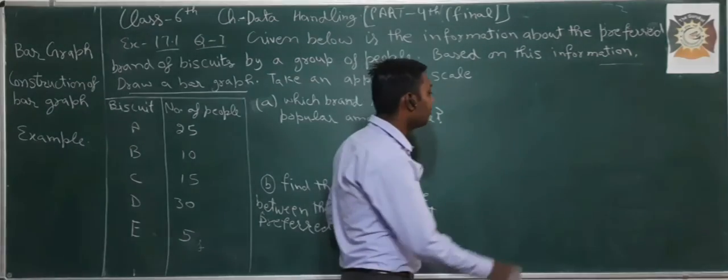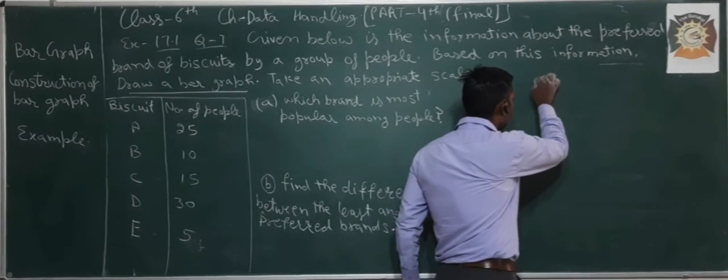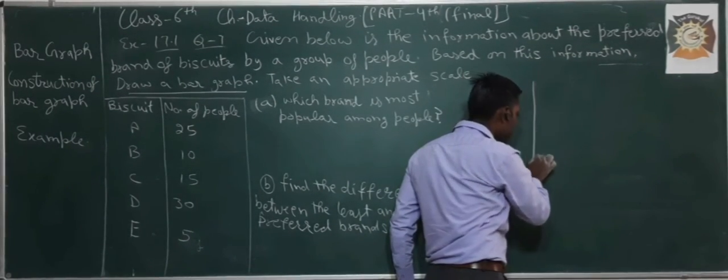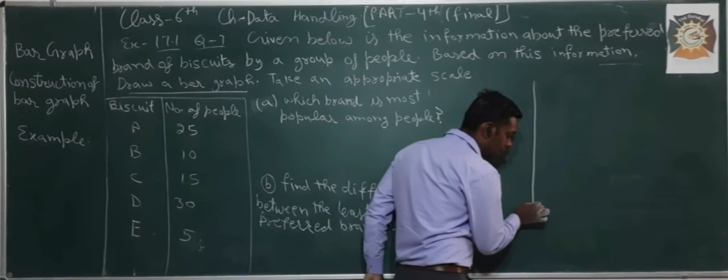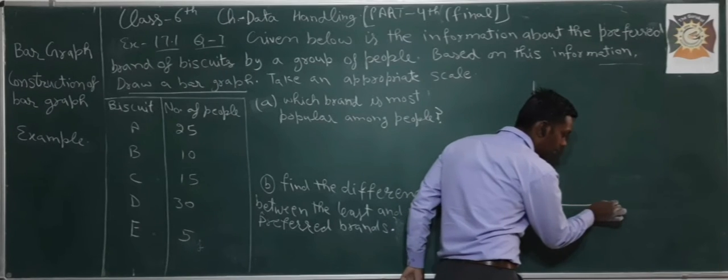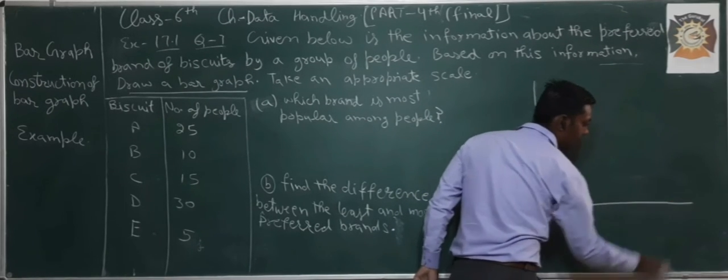First we have to draw the bar graph. To draw a bar graph, we have to draw two lines which are perpendicular to each other. One is the x-axis and another is the y-axis.